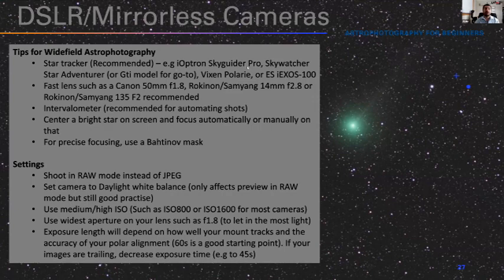Some popular ones are the iOptron SkyGuider Pro, Sky-Watcher Star Adventurer, or the GTi model for GoTo, the Vixen Polarie, or a smaller portable mount like an Explore Scientific iEXOS-100. I highly recommend a fast lens such as a Canon 50mm f/1.8, Rokinon or Samyang 14mm f/2.8, which is another one I use for very wide field imaging, or the Rokinon or Samyang, they're the same company basically, 135mm f/2 lens, the ones I had used to take this shot of the comet in the background.